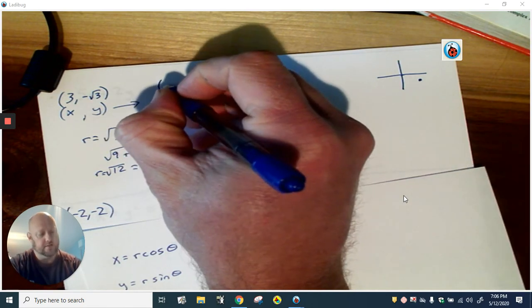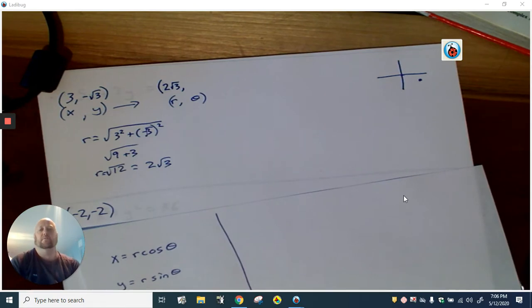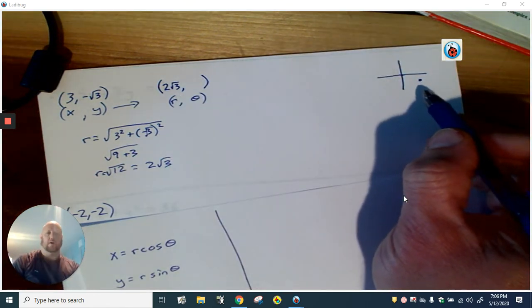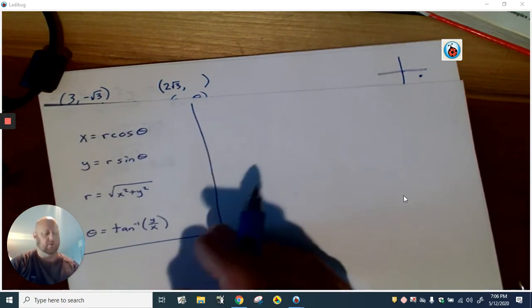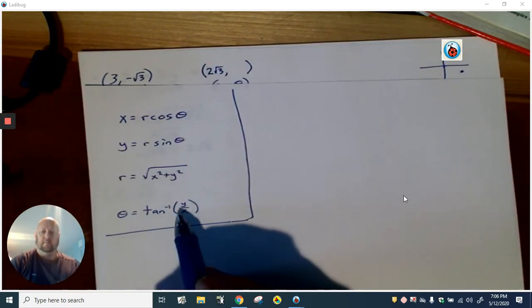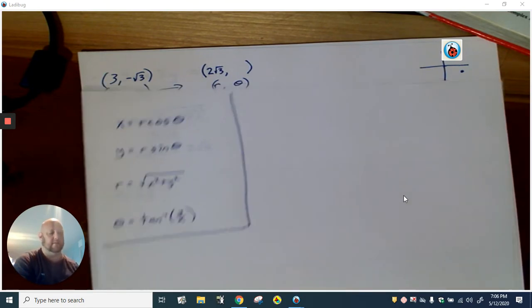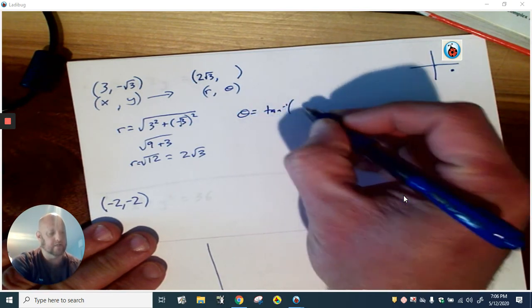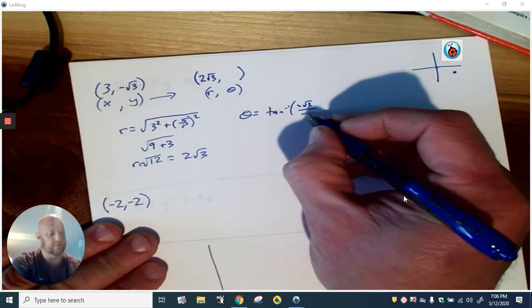So there actually is going to be 4 different answers to this. If we use positive 2 root 3 as our R, well, then we have to make sure we get an angle that gets us to the fourth quadrant, okay? So the way we get our theta, again, if we go back to our toolbox here, we can just take the inverse tangent of y over x, and that will give us our theta. So theta will equal the inverse tangent of my y, which is negative root 3, over my x, which is 3.